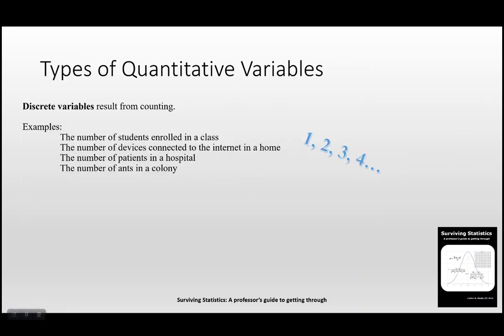So quantitative variables, again, will be two different categories. We have discrete, and we're also going to introduce you to continuous. But discrete variables, another term you need to be familiar with, result from counting. So the number of students in a class, the number of devices connected to the internet in your home, the number of patients in a hospital, the number of cars in Walmart, you can count those. And so if they can be counted, 1, 2, 3, 4, 5, and so on, we would call that a discrete variable.